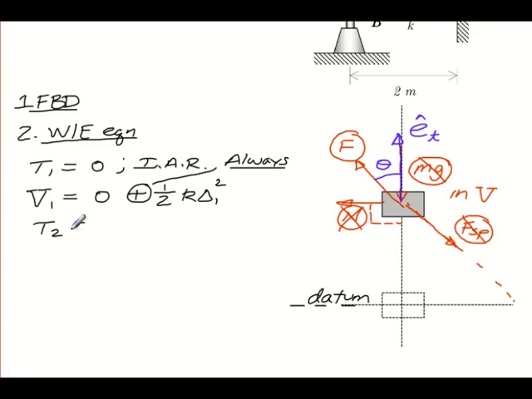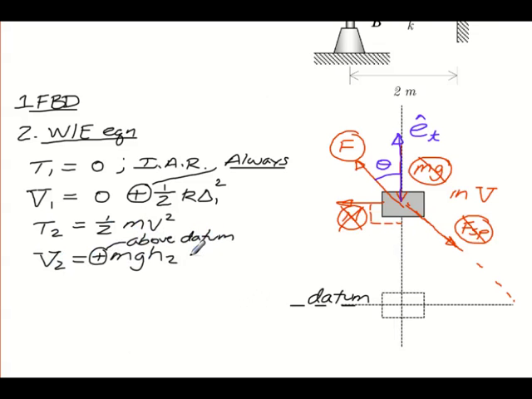T2 is 1/2 mv squared. V2 is going to be an mgh2. There's a plus sign because it's going to be above the datum line. And there's a plus in front of the spring potential, 1/2 k delta squared, because it's always a plus.